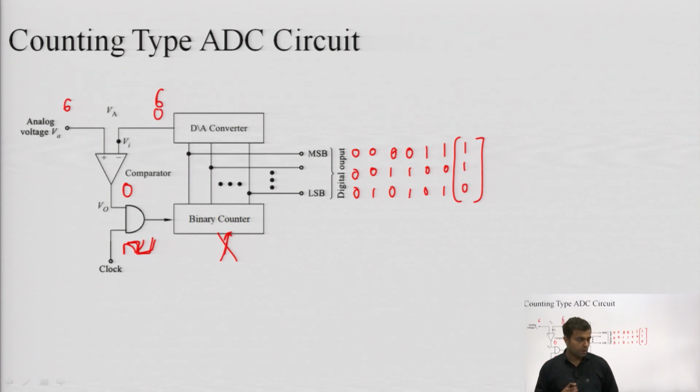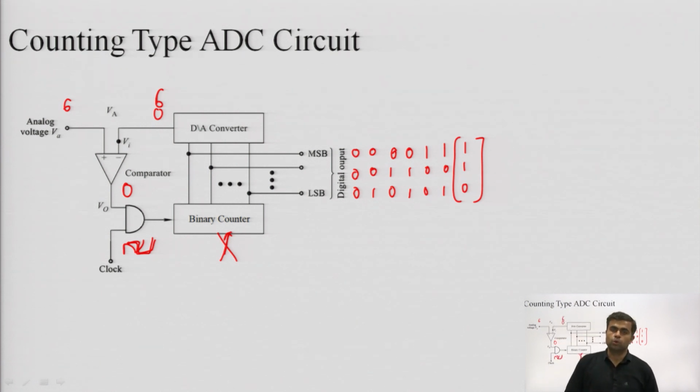So from that point of view, the counting type A to D converter will be slower than the successive approximation A to D converter. These are the two A to D converters which are almost similar, but the counting type ADC gives simpler operation, but more processing time is there.